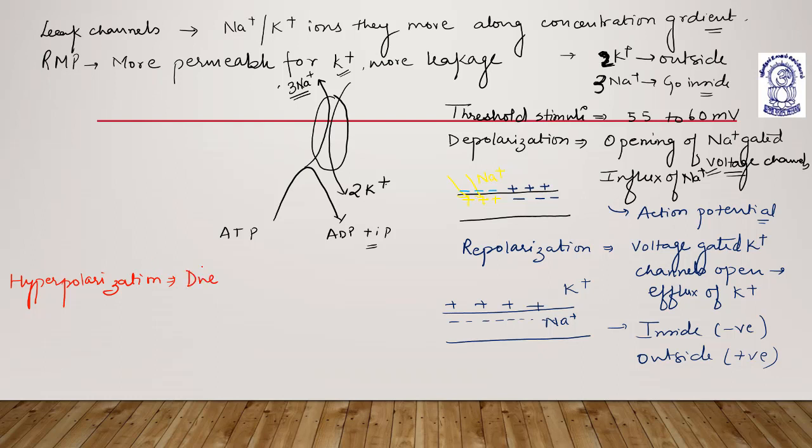Now, hyperpolarization. As the membrane has more permeability for K+ ions, due to more efflux of K+ ions, inside becomes intensely negative. So this is hyperpolarization. Understood?